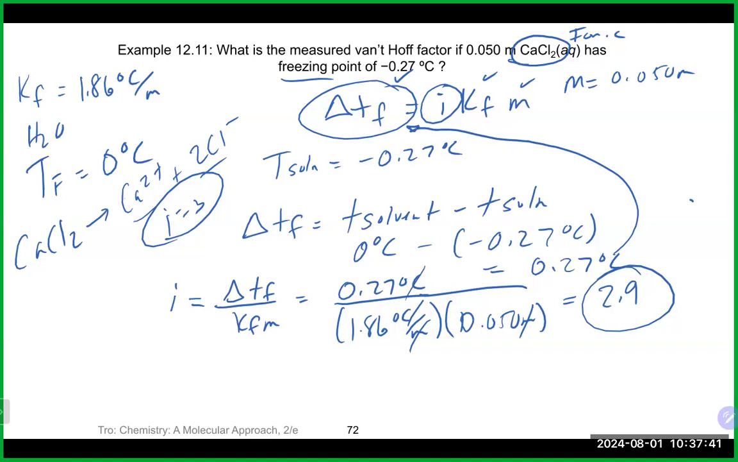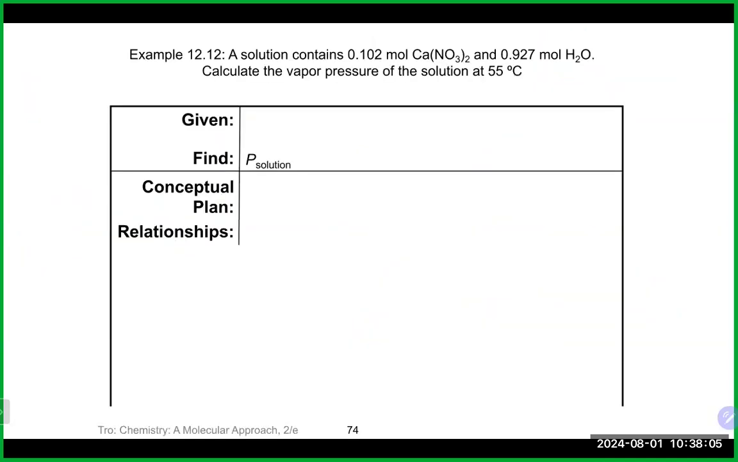So once again, the i does need to come into play anytime you're dealing with an ionic solute that is being dissolved in a solution. If it is a non-ionic solute, you do not have to worry about it, because technically i is 1. So that's why we really hadn't used it on the previous examples that we did. Let's take a look at another one, which is slightly different.